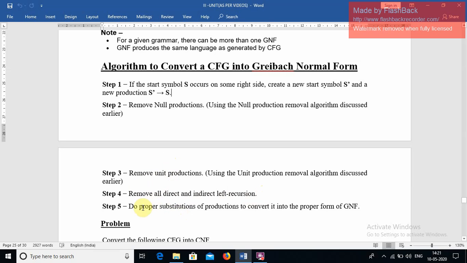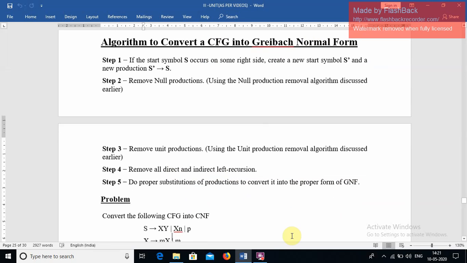And the next one, do proper substitutions of productions. What we did in the recursion removal, that is actually what we are doing. So we have to substitute, we have to remove any complexities or recursions that exist in the grammar. So finally we get the GNF. For the given CFG, context free grammar, we can get the Greibach normal form grammar.